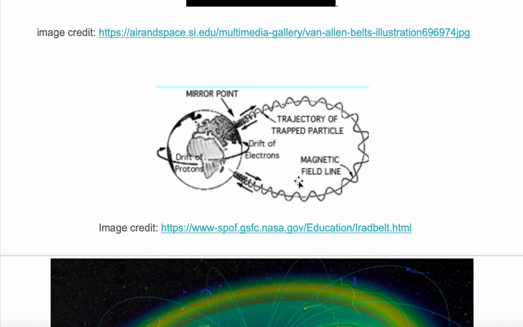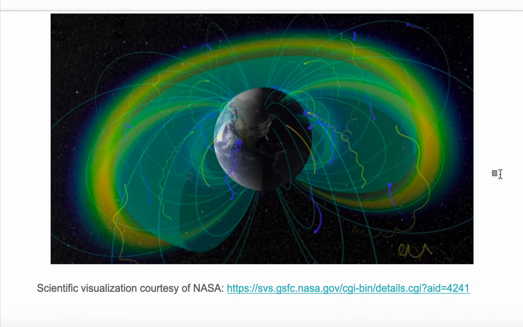In addition to bouncing back and forth along the magnetic field lines, they also drift around the Earth. The protons go in the westerly direction, whereas the electrons go in the easterly direction. So let's go take a look at this. Here is a NASA animation. Let's go take a look at these charged particles. Remember to look for the blue ions and the yellow electrons.